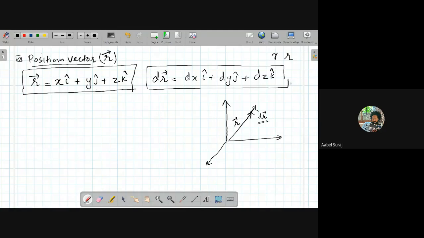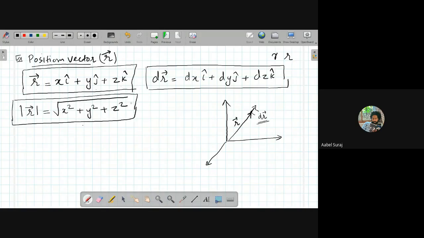Now, what is the magnitude of this r vector? It will be the root of x square plus y square plus z square, right? So this is the magnitude of the position vector. Please remember all those things. You'll get more details in electrodynamics. These are slight things, but please remember them.